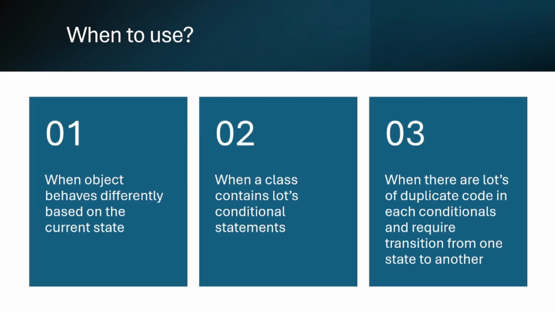There are some other scenarios like when an object behaves differently based on the current state, we can use state design pattern. When a class contains lots of conditional statements, sometimes it can happen that we have to write many if-else statements, switch statements, lots of conditions, which makes a particular class very fat and hard to maintain. In such cases, we can use state design pattern. Third, when there is lots of duplicate code in each conditional and it requires transition from one state to another. Basically, in our real-world software development, we have to write code which maintains lots of states, and we need to write many codes which basically contain transitional state code.